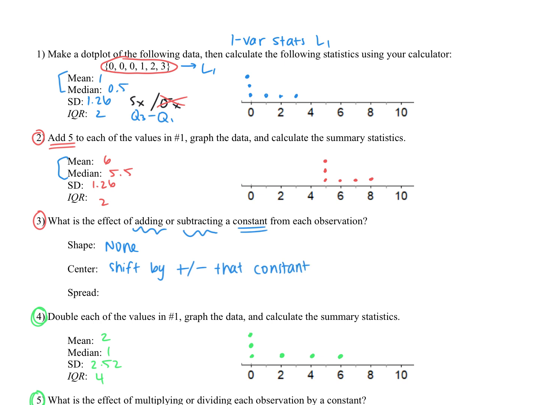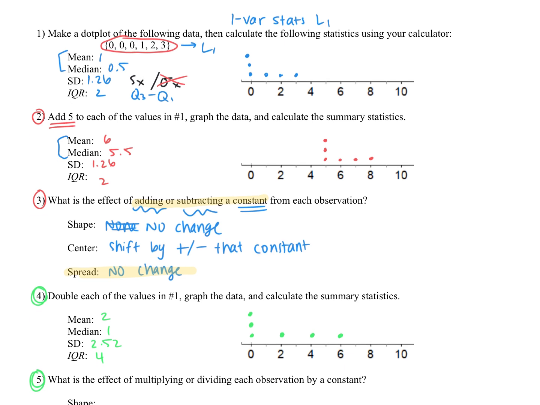And then we should be able to see the spread doesn't change. All we did was take the data set and move it. We didn't change the variability. So I guess shape, I should say no change. The hardest one for people to remember is that if you add or subtract a constant, there's no change to the spread. Again, that should make sense. We're just taking the dot plot and shifting it. That's all we're doing. Questions on that?